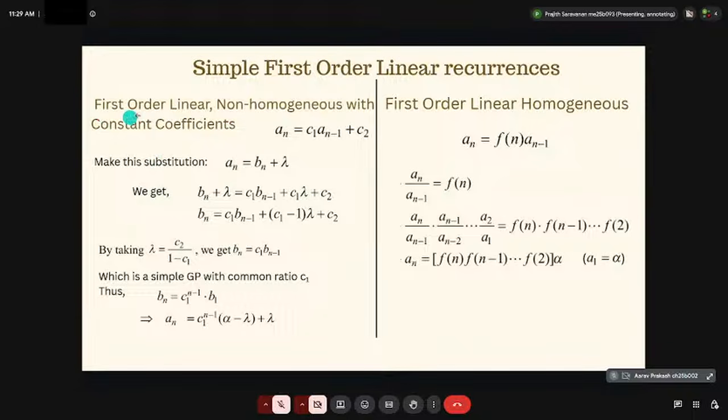This is a general first order linear non-homogeneous recurrence with constant coefficients. If you see this clearly, this is non-homogeneous because there's a constant here, and it is linear and has constant coefficients. To solve this, there's a unique method of substituting.